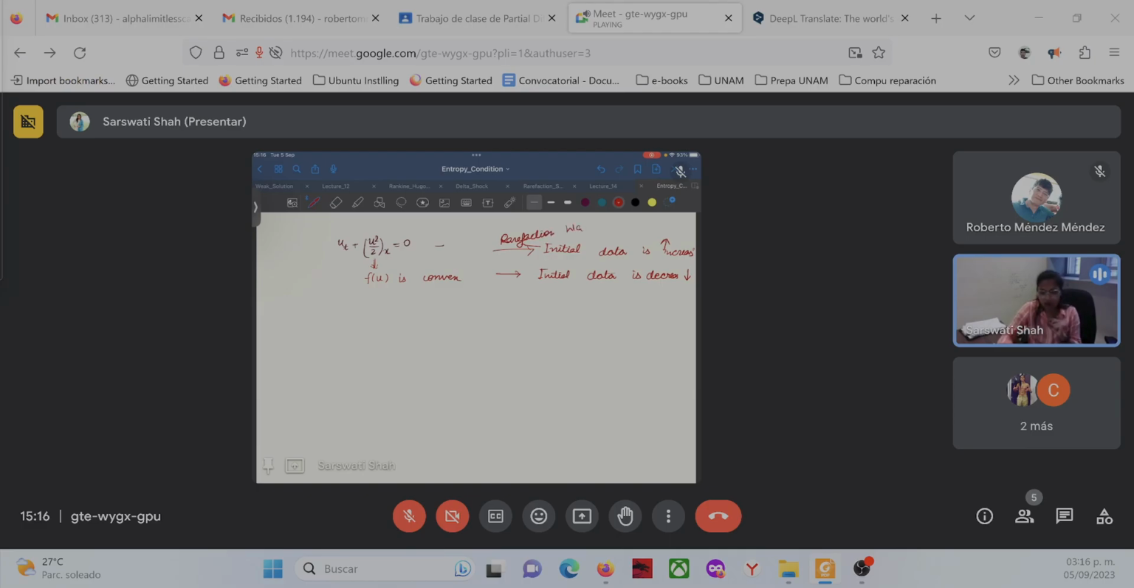An expansion wave. We call it a solution defined in the whole domain. The solution exists; a continuous solution exists. The second is a discontinuous solution.